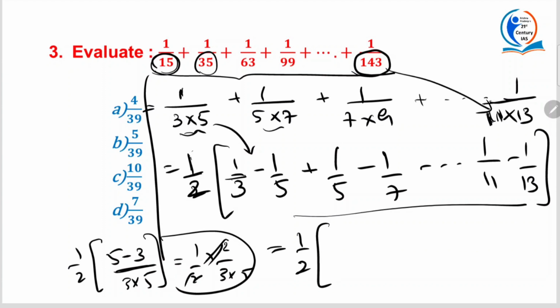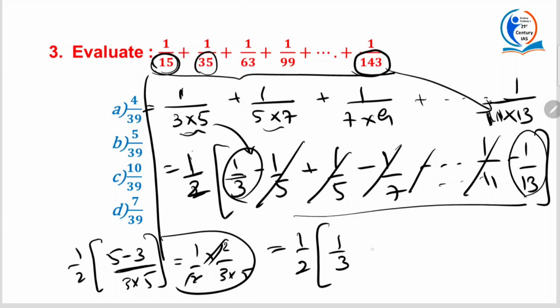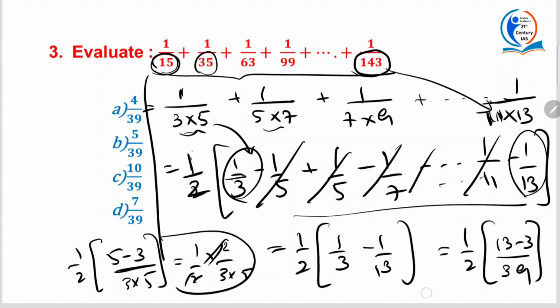So it will become half into 1 by 3, 1 by 5, 1 by 5, 1 by 7, and so forth. Till 1 by 11 it will get cancelled. So what will remain? The first and the last one will remain. So 1 by 3 minus 1 by 13. That is 1 by 2 into (13 minus 3) by 39, that is 1 by 2 into 10 by 39. 2 ones are, 2 5s are. So 5 by 39 is the answer.